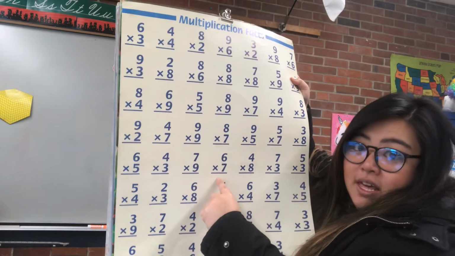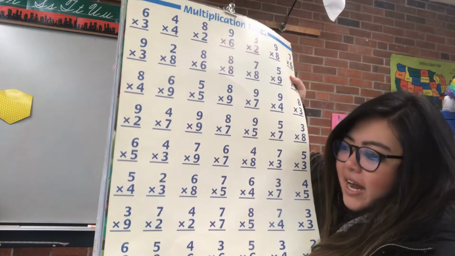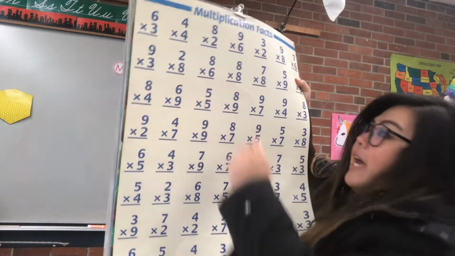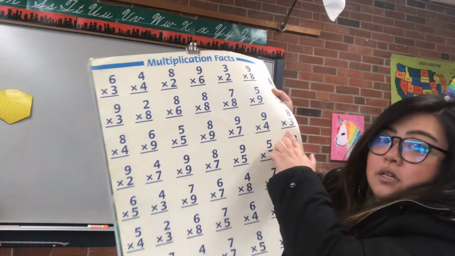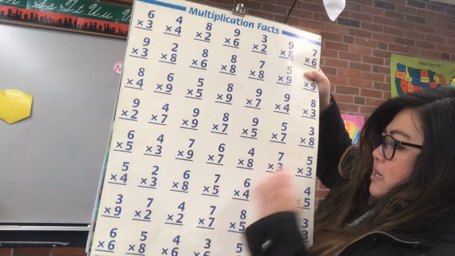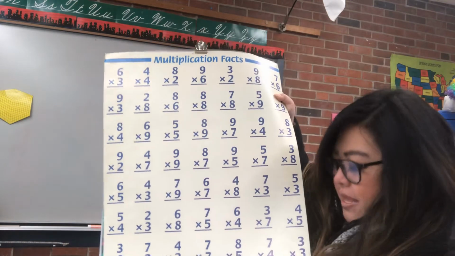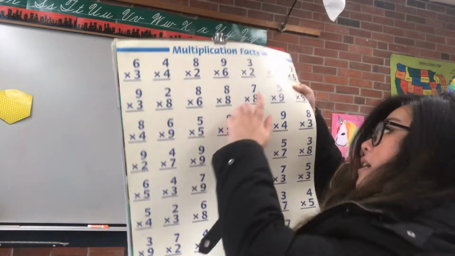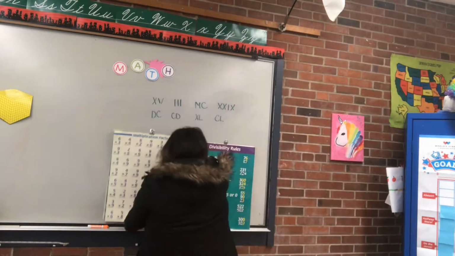45, 42, 48, 49, 35, 6, 48, 64, 27, 24, 21, 20, 9, 30, 6, 72. Sorry, I don't know if you can see those.